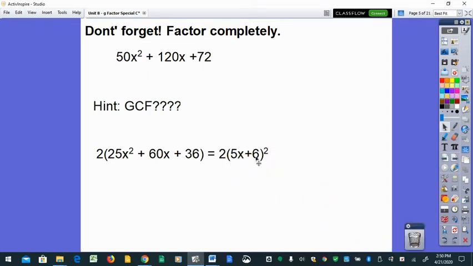Now, if you were going to check this, you would FOIL the 5x plus 6 times itself, and you would get 25x squared plus 30x plus 30x plus 36, and the two 30x's would come together to be 60x. And then 2 times 25x squared gives you the 50x squared, 2 times 60x gives you the 120x, and 2 times 36 gives you the 72. I'll tell you, the one really cool thing about factoring is you can always check your answer to see if you get back where you started.